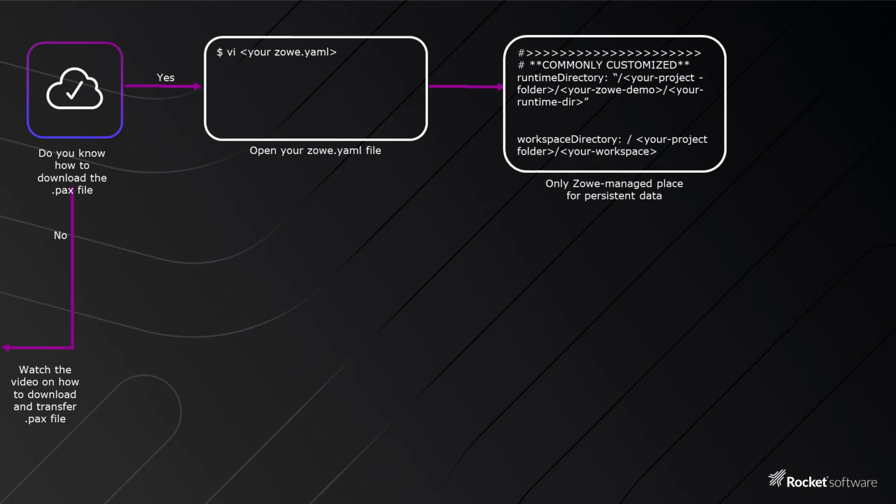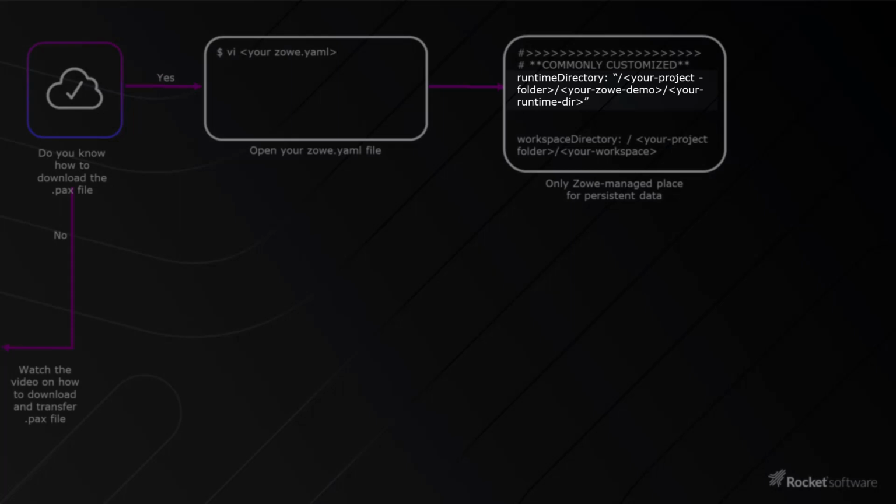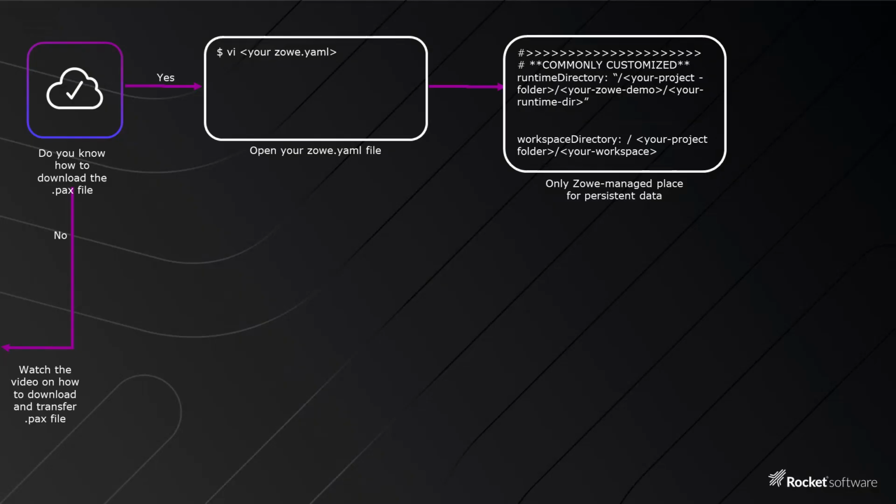Difference between the runtime directory and the workspace directory. The runtime directory is the read-only directory that contains the Zowe code. The workspace directory is a writable directory for persistent configuration data. Each instance of Zowe has a unique workspace directory. However, multiple instances can use the same runtime directory. An instance can also start with one runtime directory and switch to another runtime directory later, such as when upgrading Zowe.